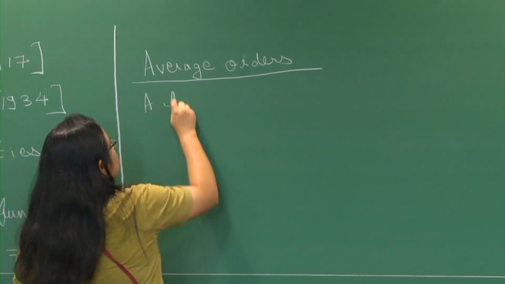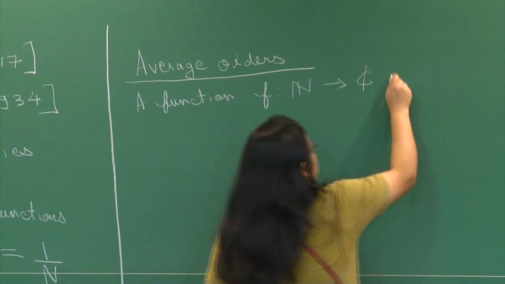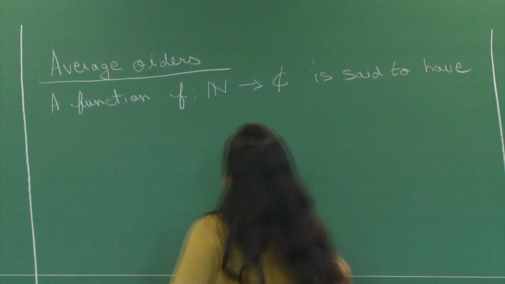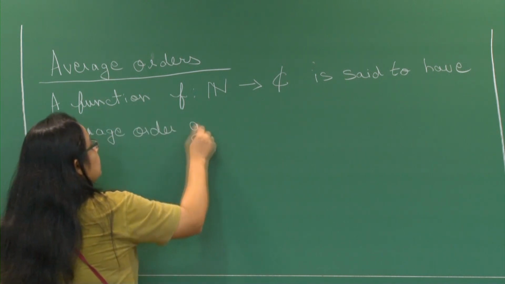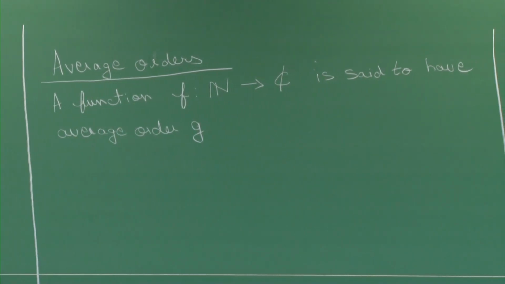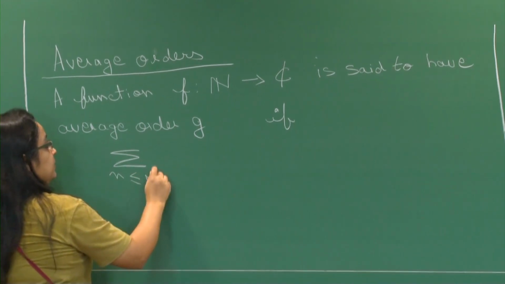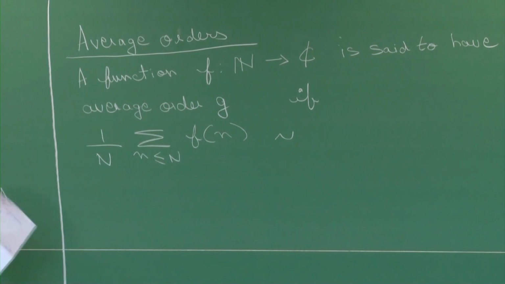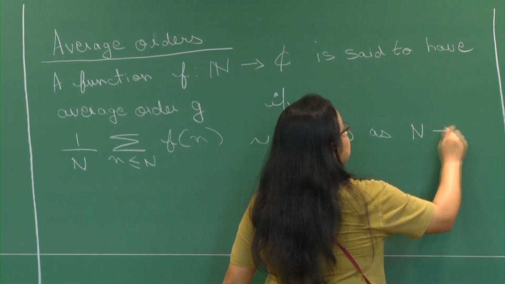So, an arithmetic function is said to have average order G, which could possibly be defined on the entire set of real numbers. So, this is said to have average order G if the summation over n up to capital N of f of n, times 1 over capital N, is asymptotic to G of N as N goes to infinity.